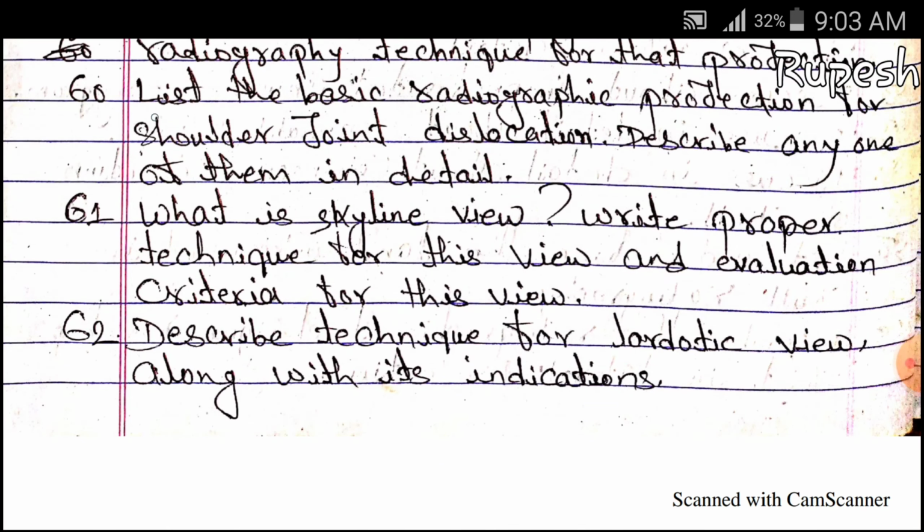Question number 60. List the basic radiographic projections for shoulder joint dislocation. Describe any one of them in detail.